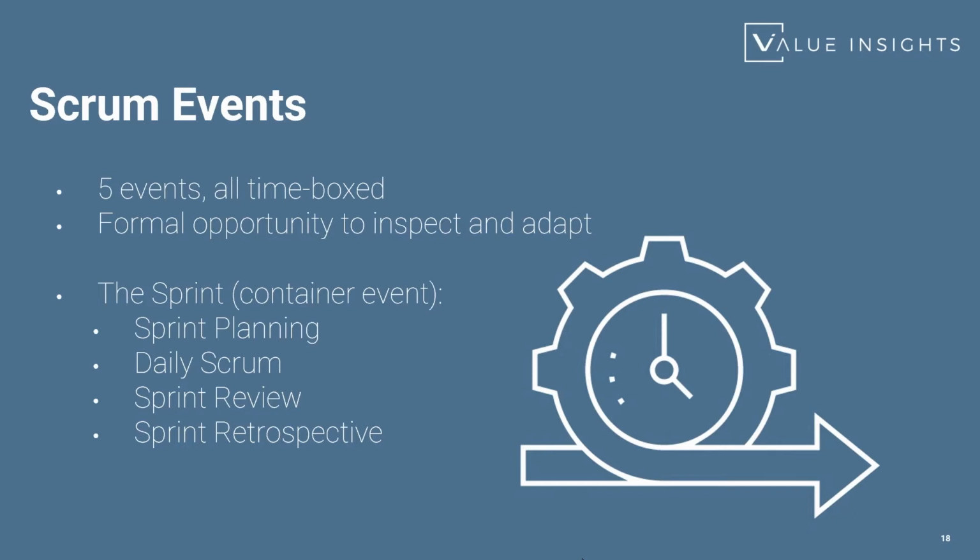5 events again in Scrum. You have the sprint, which is a container event. We'll see this later. The sprint is running for a maximum length of a month. And inside the sprint, you have those 4 events called sprint planning, daily scrum, sprint review, and sprint retrospective.